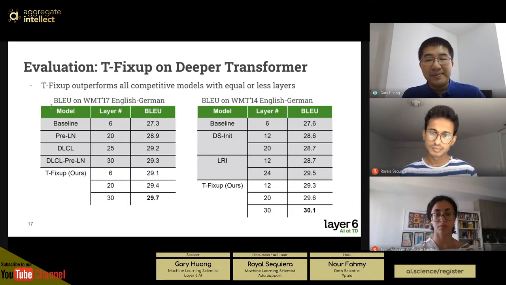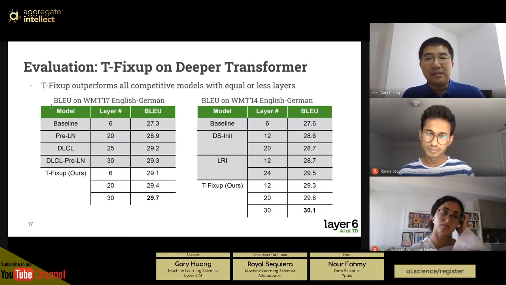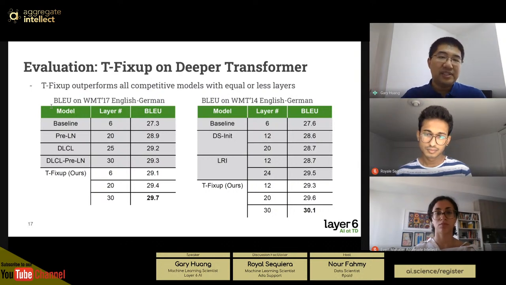Notably, on WMT-17, T-Fixup with six layers performs comparably to pre-layer norm with 20 layers and DLCL with 25 layers. T-Fixup with 20 layers outperforms the DLCL pre-layer norm setting with 30 layers. Similar results can be observed on the WMT-14 dataset. Together, these comparisons cover the majority of published results to date with deep transformer models and demonstrate the effectiveness of T-Fixup.